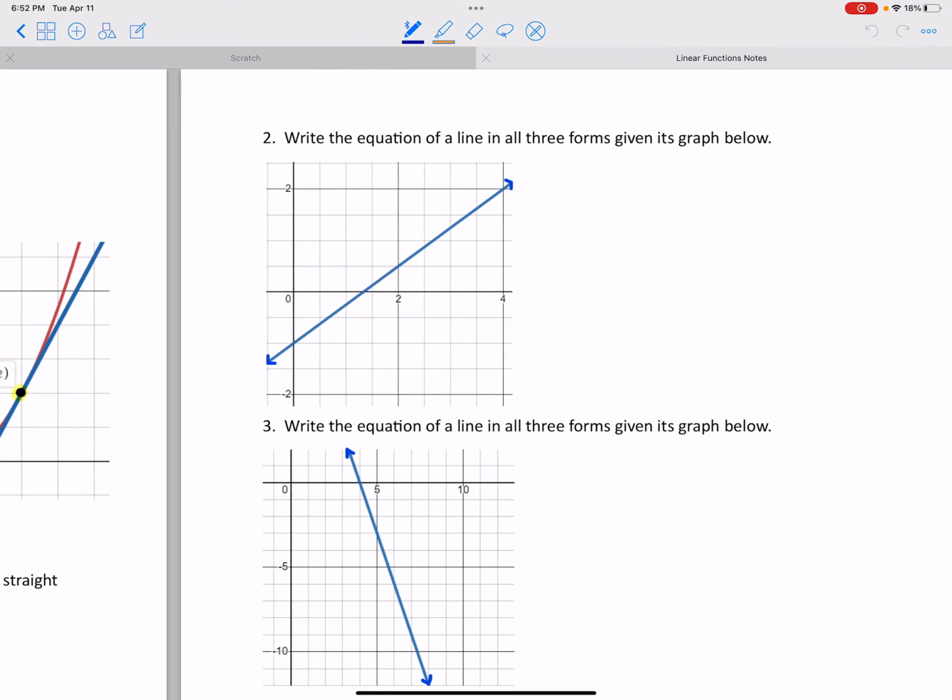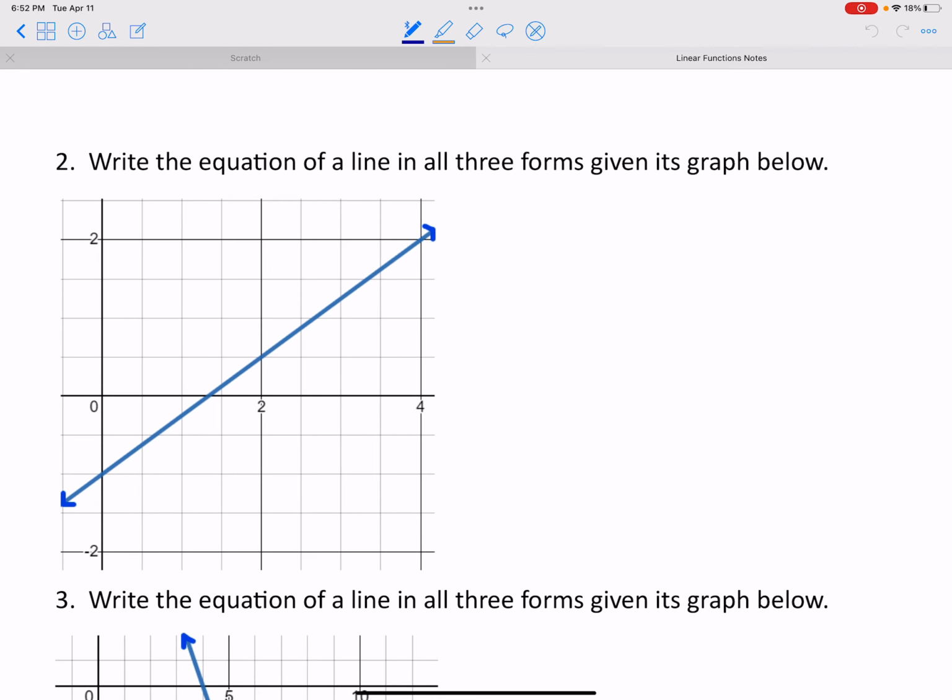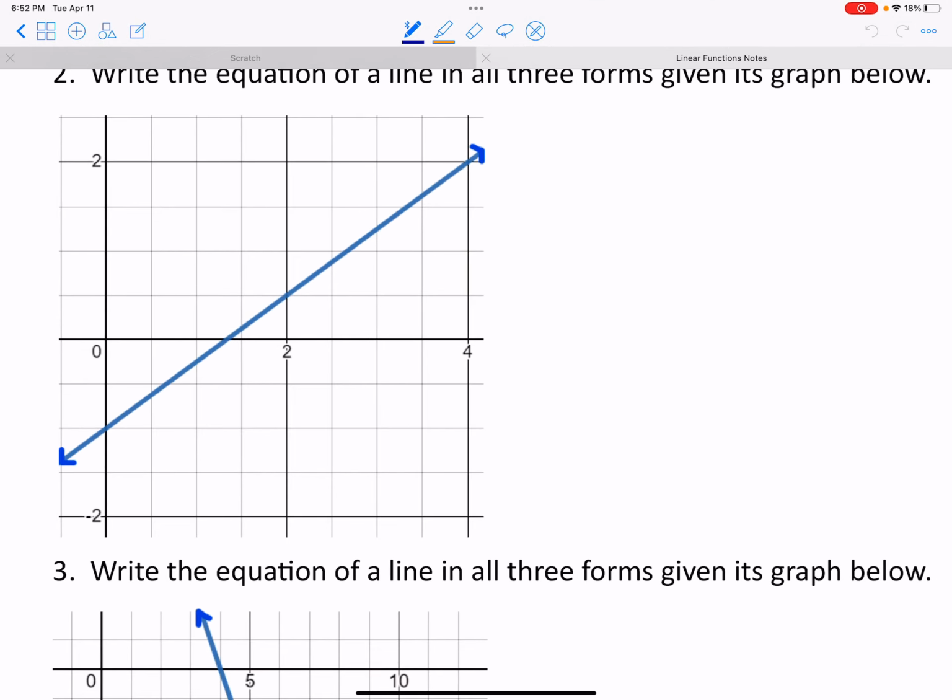So let's look at the next example. This time we're given a graph, and we again want to practice writing the equation of the line in all three forms given this graph. So what information is the graph giving us? Well, pretty much the same information we had in the last problem. So here, for example, I can see my graph crossing the y-axis at -1, and so I know b is going to be -1, or I have a coordinate there at (0, -1).